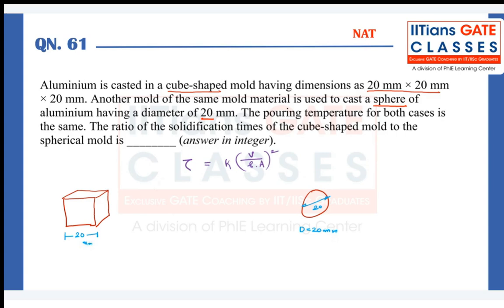Now what we need to find? The ratio of solidification times of the cube-shaped casting to the spherical casting. The solidification time of the cube is k into volume of the cube divided by surface area of the cube, whole square. Similarly, the solidification time of the sphere is k into volume of the sphere divided by surface area of the sphere, whole square. Hope you understand, guys.